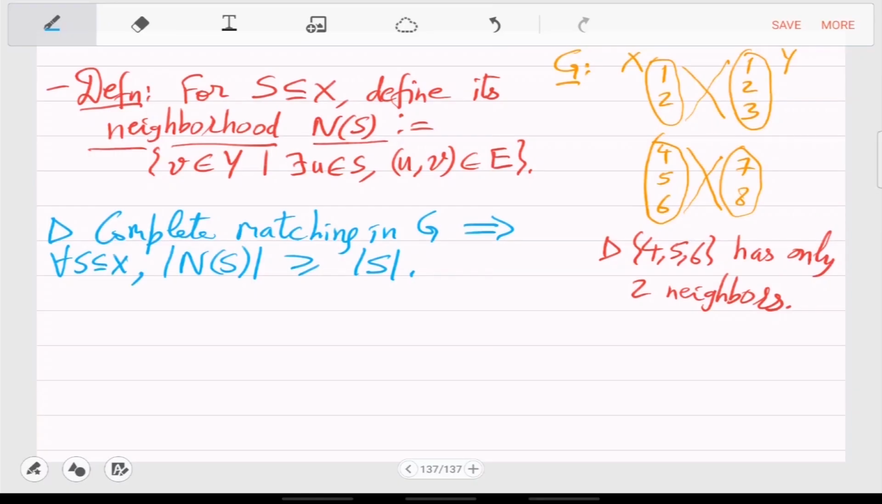Right, so this is the property that for all subsets, the neighborhood is at least the set itself. Now, what can you say about the converse of this statement? Do you have an example where all the subsets, if you go through them, their neighbors are big enough, their neighbors are many, but yet there is no complete matching?